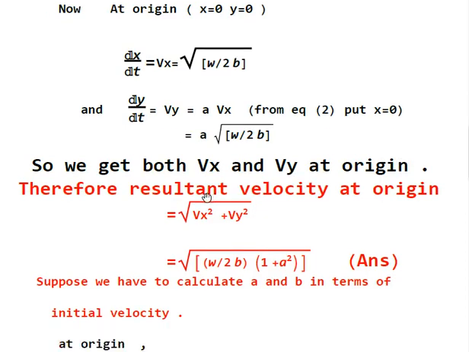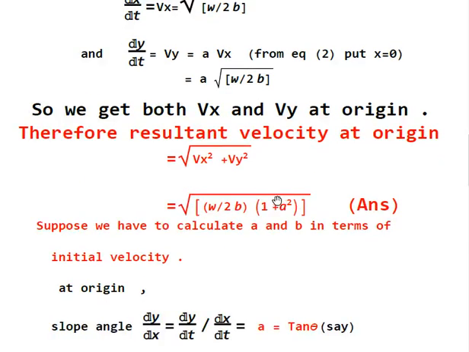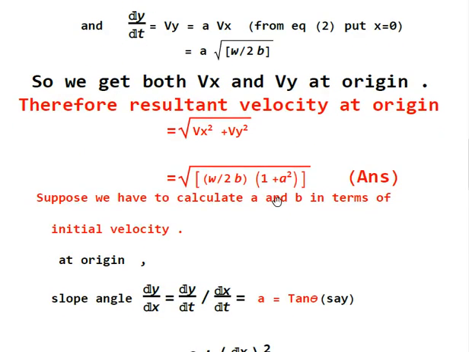So the resultant velocity at the origin will be square root of Vx square plus Vy square, and this is the square root of w by 2b times 1 plus a square. This is the answer. This is the resultant velocity at the origin. Now suppose we extend this problem. We have to calculate a and b in terms of initial velocity.